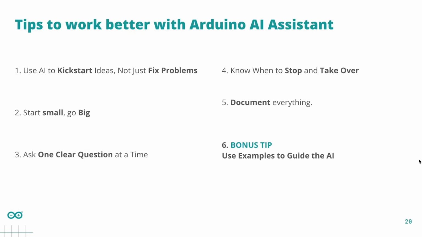So, for example, if you have code that has delays inside and you want to change it and probably use millis, which is a non-blocking way, then provide an example to the AI and say, hey, I would like to avoid any delay and use millis like this example, and copy and paste the code that you would like to have. And then this will definitely help the AI provide you a great experience.